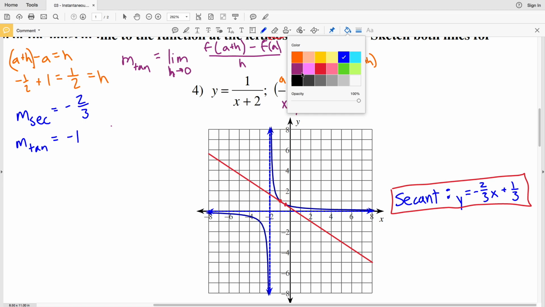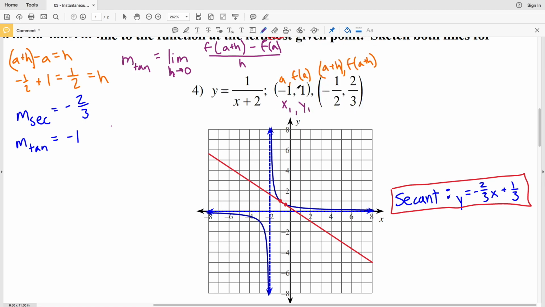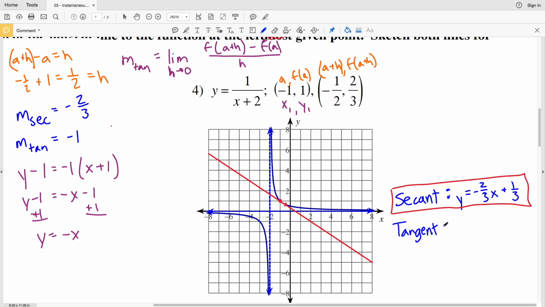Now I'll use point slope form, making sure to use x1, y1 as a, f of a, because that is the only point that this line will intersect. So y minus y1 is y minus 1, and that's going to equal my slope m of negative 1 times x minus x1, which will be x plus 1. So I'll have y minus 1 equal to negative x minus 1, and then I'll add 1 to both sides in order to isolate my y to get that y equals negative x plus 0. So my tangent equation is simply y equal to negative x.